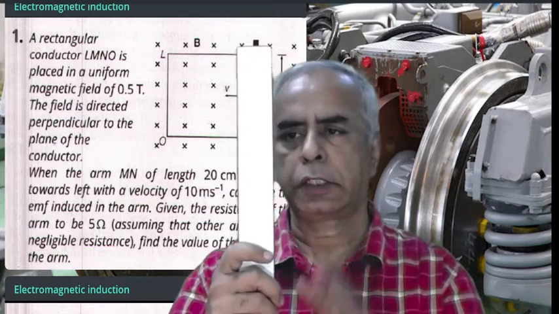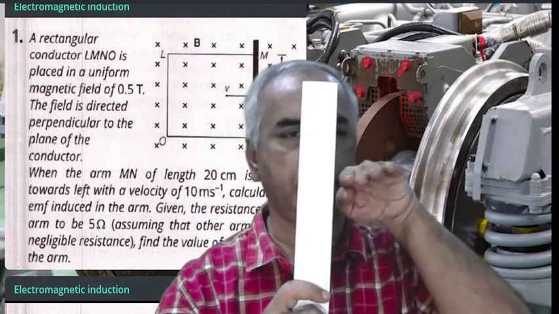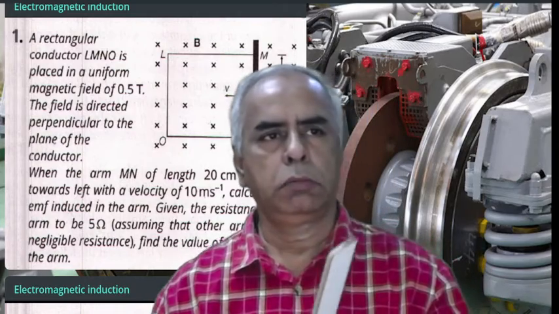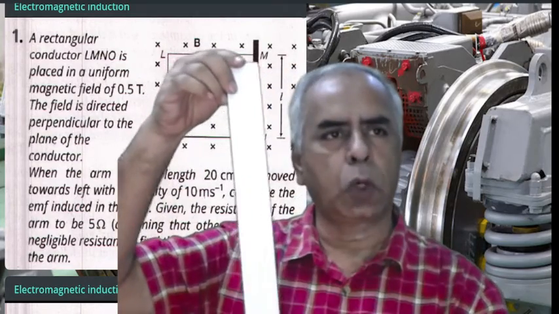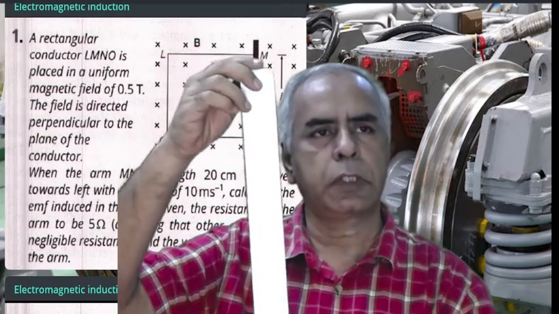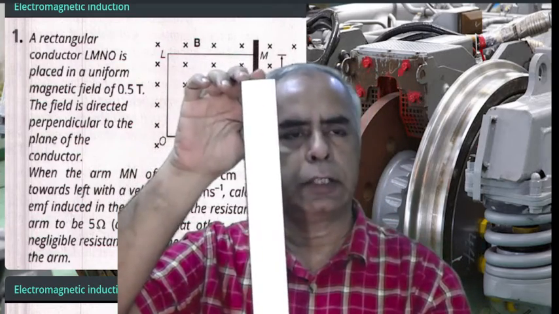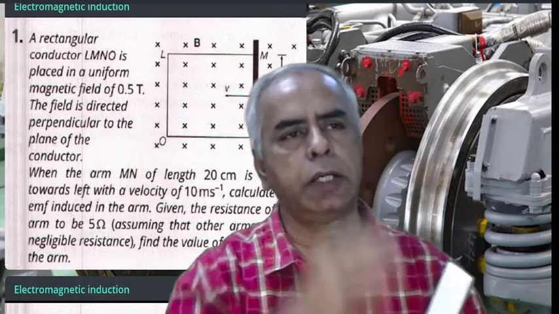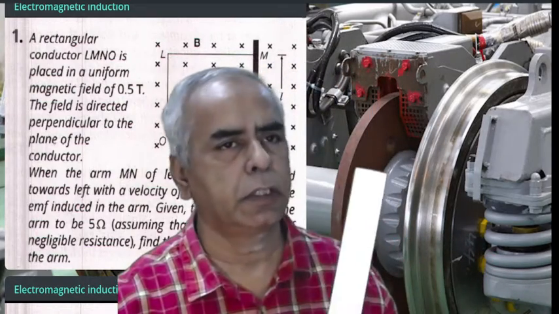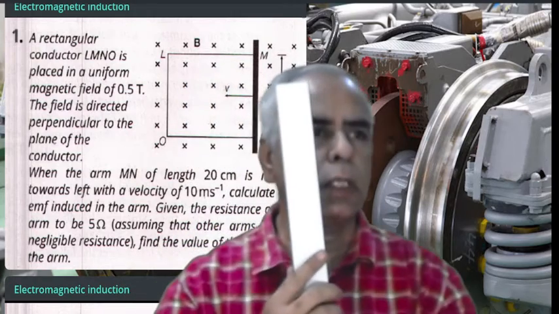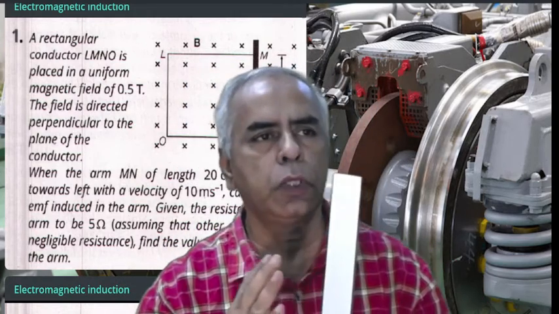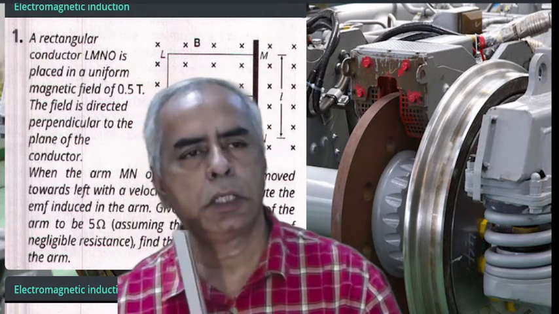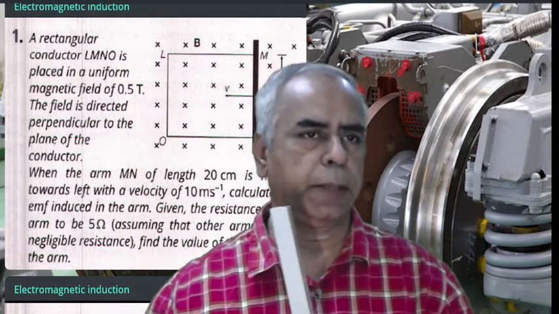So this is the conductor. Now the field is in this way, so 90 degrees. Now the MN, that thick rod, is represented as a bold dark line, and its length is 20 centimeter. Now this is moved left with the velocity, and that velocity is 10 meter per second.